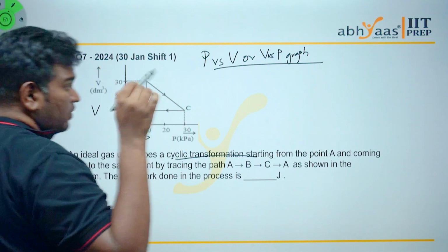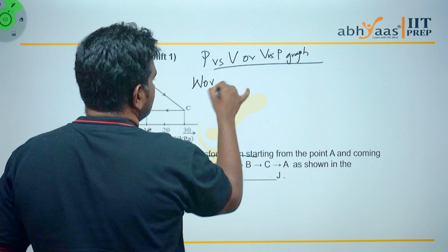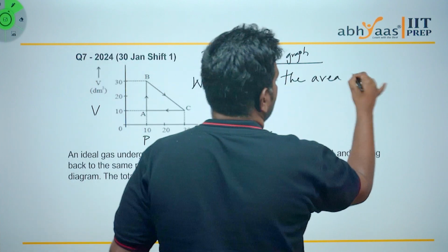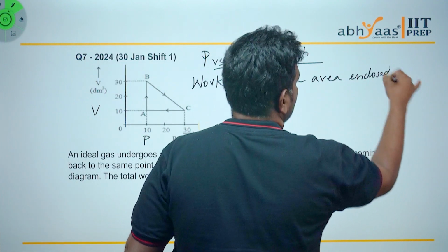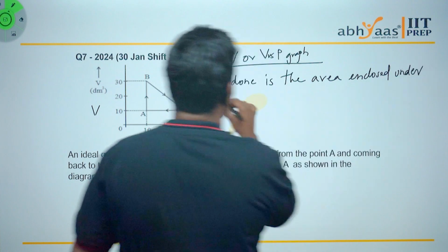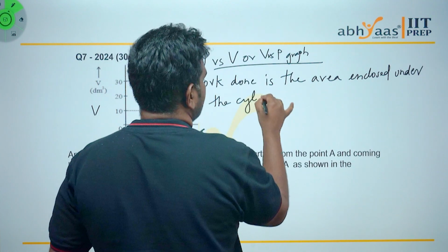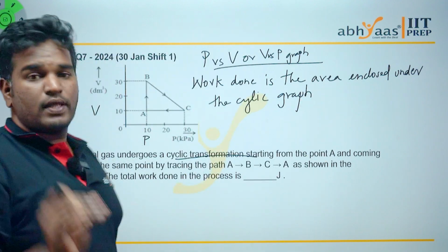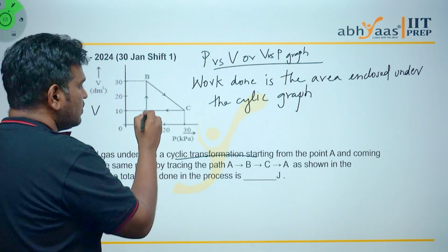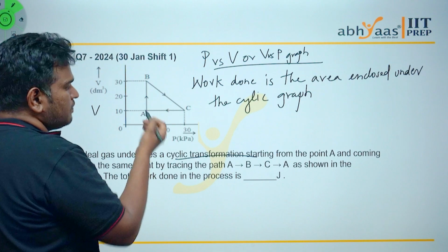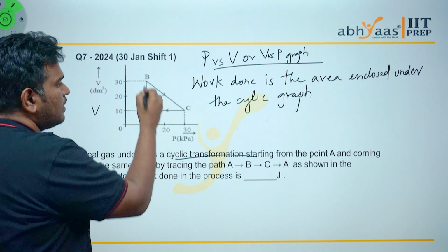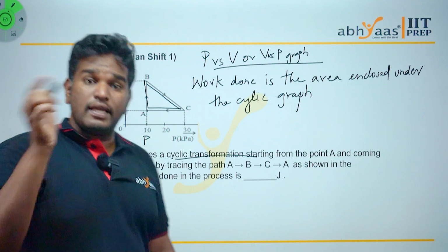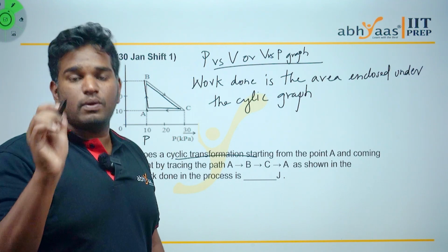Sorry, not the volume, work done. Work done is the area enclosed under the cyclic graph. That means if you want to know the work done by this particular ideal gas, you have to know the area of the cyclic graph. This is the cyclic graph that we are having, and it is a triangle. So if you know the area of that triangle, you can know the work done.